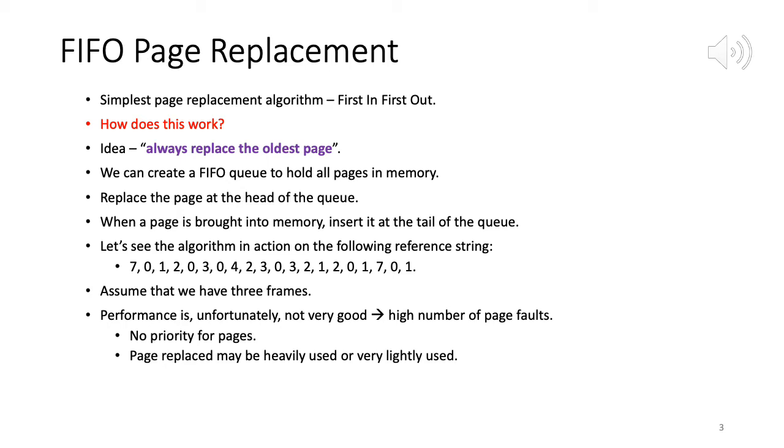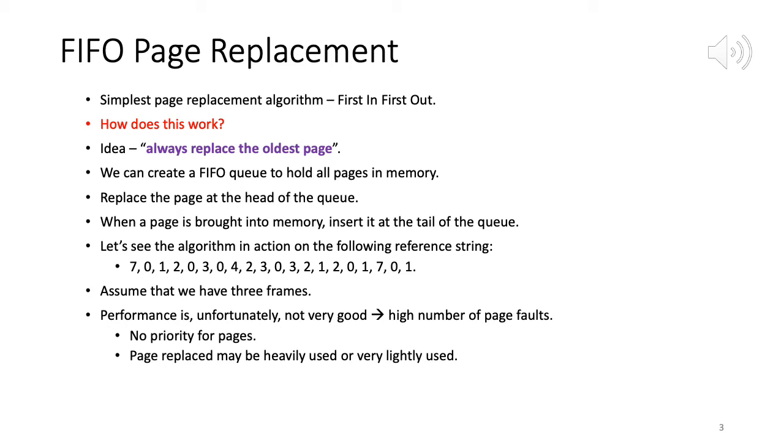So here again, what do these numbers correspond to? They all correspond to page numbers. So we have an access to page 7, followed by page 0, then 1, 2, 0, 3, 0, 4, and so on. It keeps going. So this is our reference string. First we need page 7, then page 0, then page 1, then page 2, and so on.